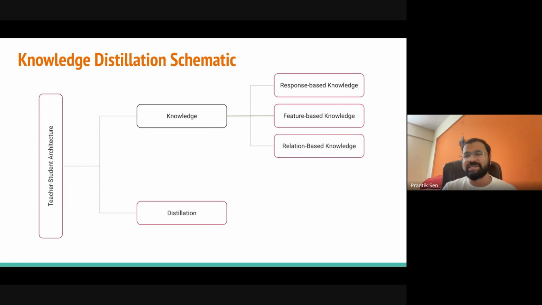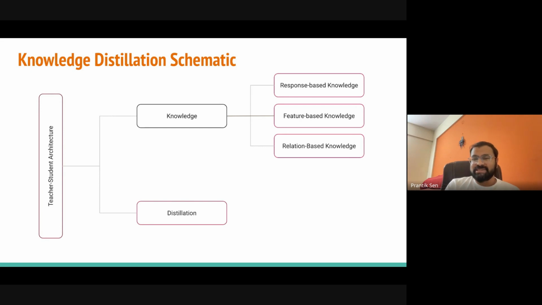I will briefly touch upon these, and then we will go into details in the upcoming slides. Response based knowledge is, given an input to a teacher model, what is its response? Let's say we are talking about image classification. If the teacher is meant to do image classification, the response is the output logits, the probability scores over the n classes.